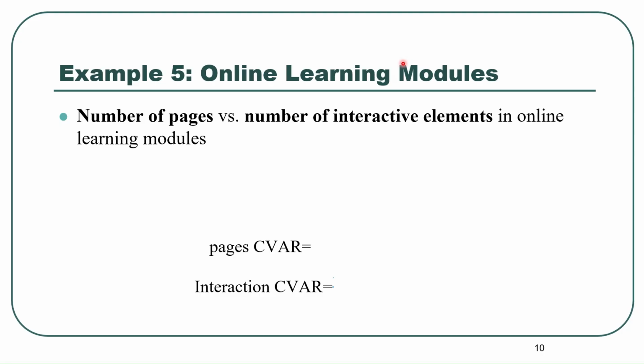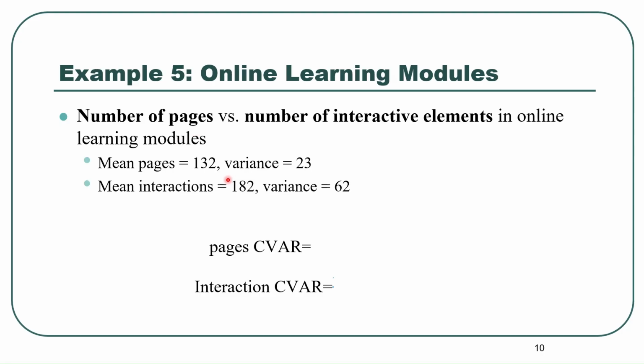Let's look at another example. Let's compare two features together: number of pages and number of interactive elements in online learning modules. These are measured on different metrics. The first one, number of pages, has a mean of 132 pages with a variance of 23, while the second one has a mean of 182 elements with a variance of 62.